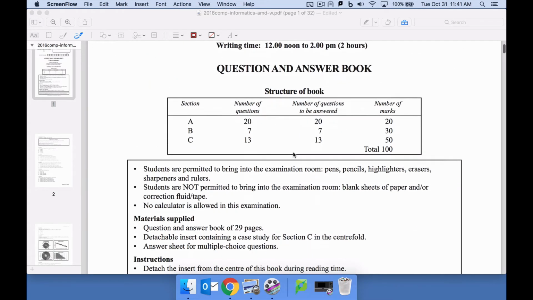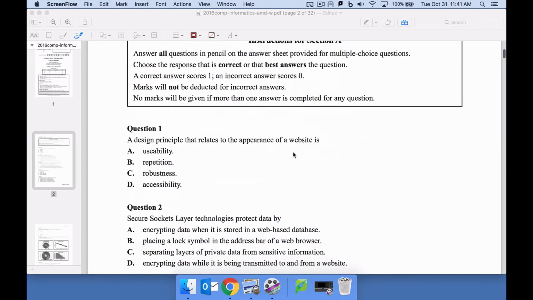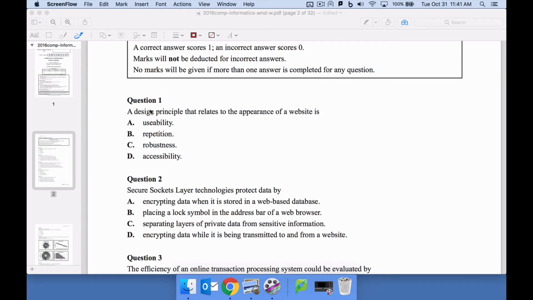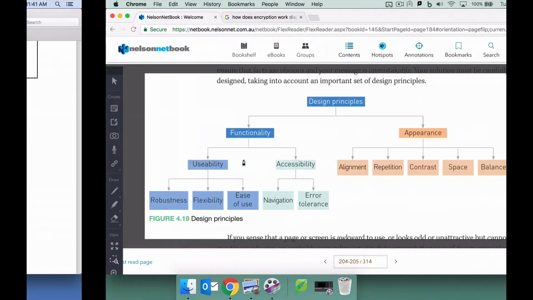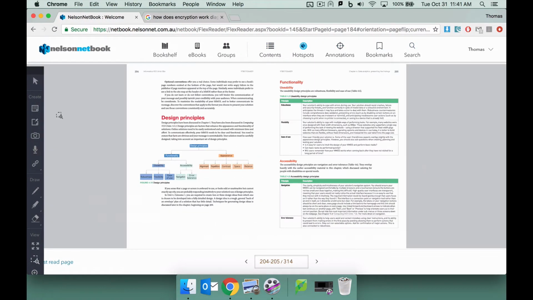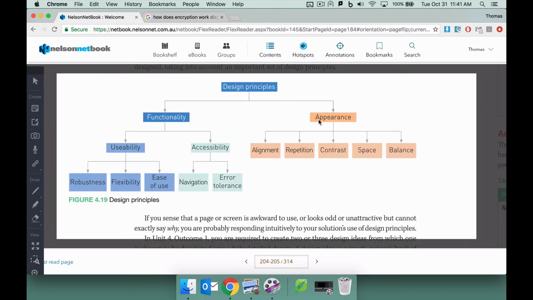Question 1 on the 2016 Informatics exam is the first question from the multiple choice. A design principle that relates to the appearance of a website. So we're talking about appearance here. There are two main categories of design principles or elements, and you can find them on page 204 of our book. The two main categories are functionality and appearance.